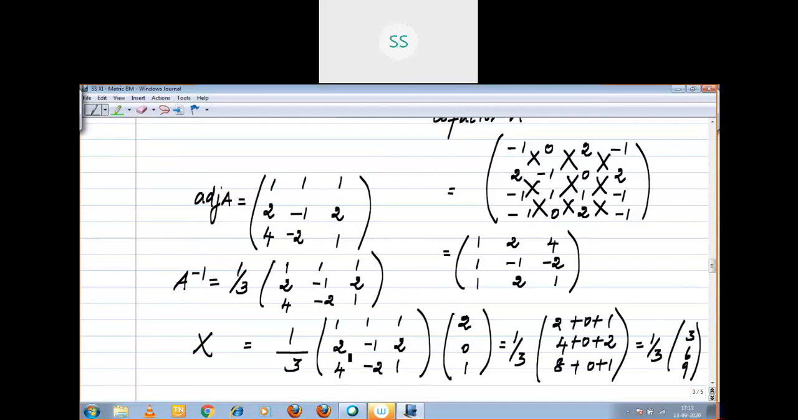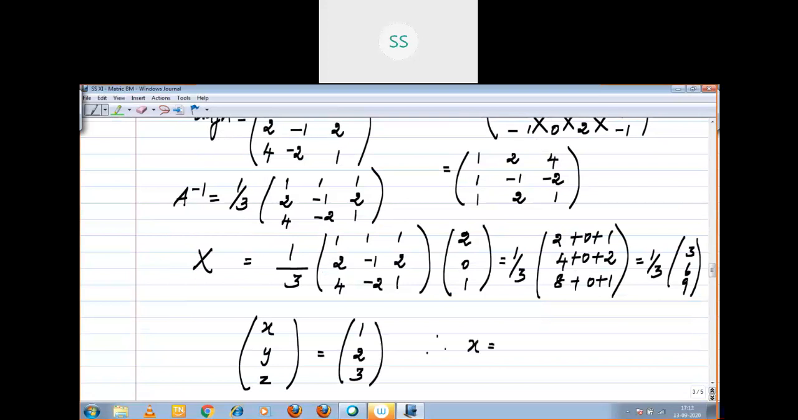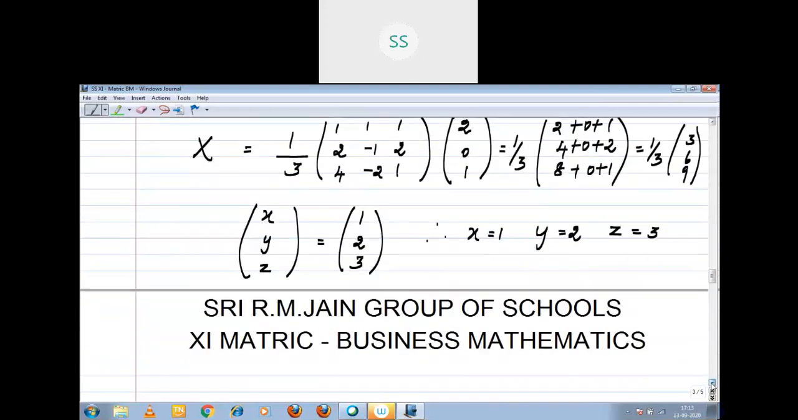This is your capital X. Right? Capital X should be replaced by what? x, y, z. x, y, z equals 1 by 3 into 3, 6, 9, which is 1, 2, 3. Therefore x is equal to 1, y is equal to 2, z equal to 3. Got it, children? Now I am going to move to question number 9.